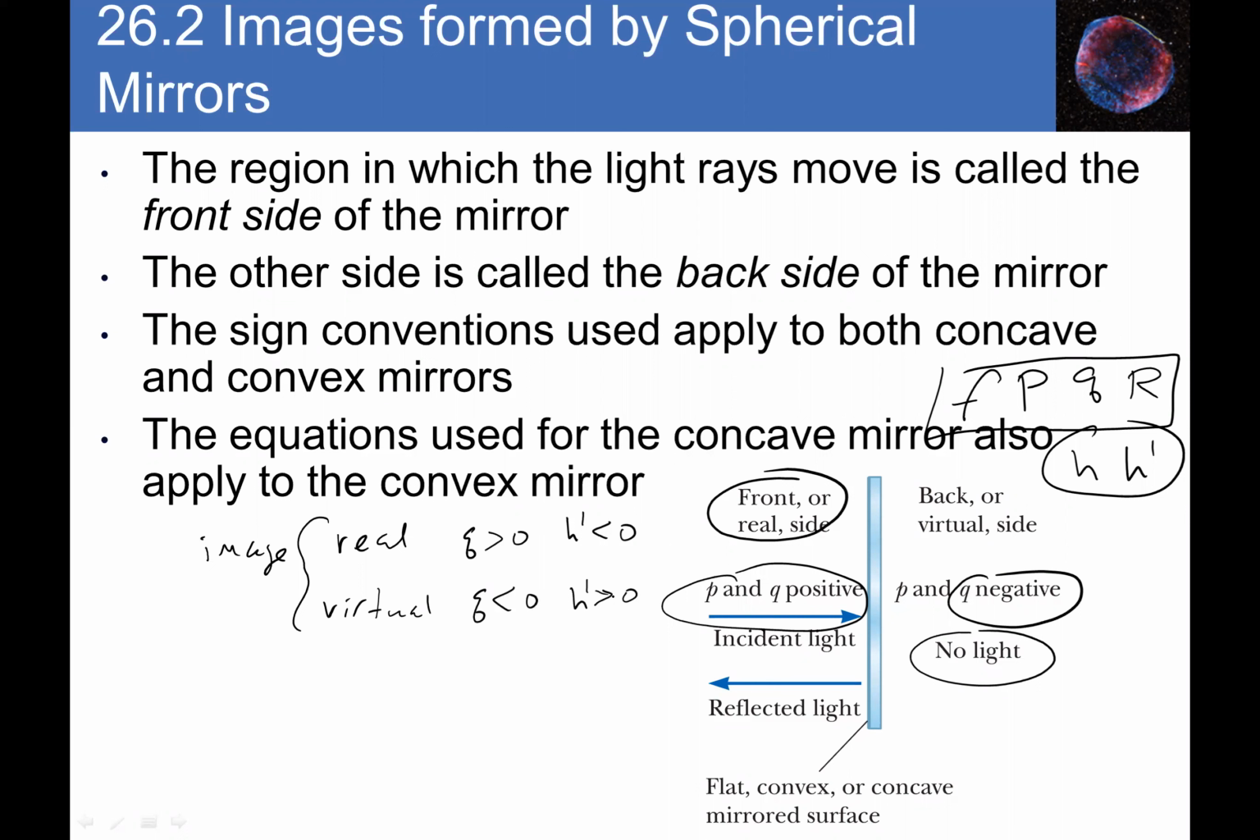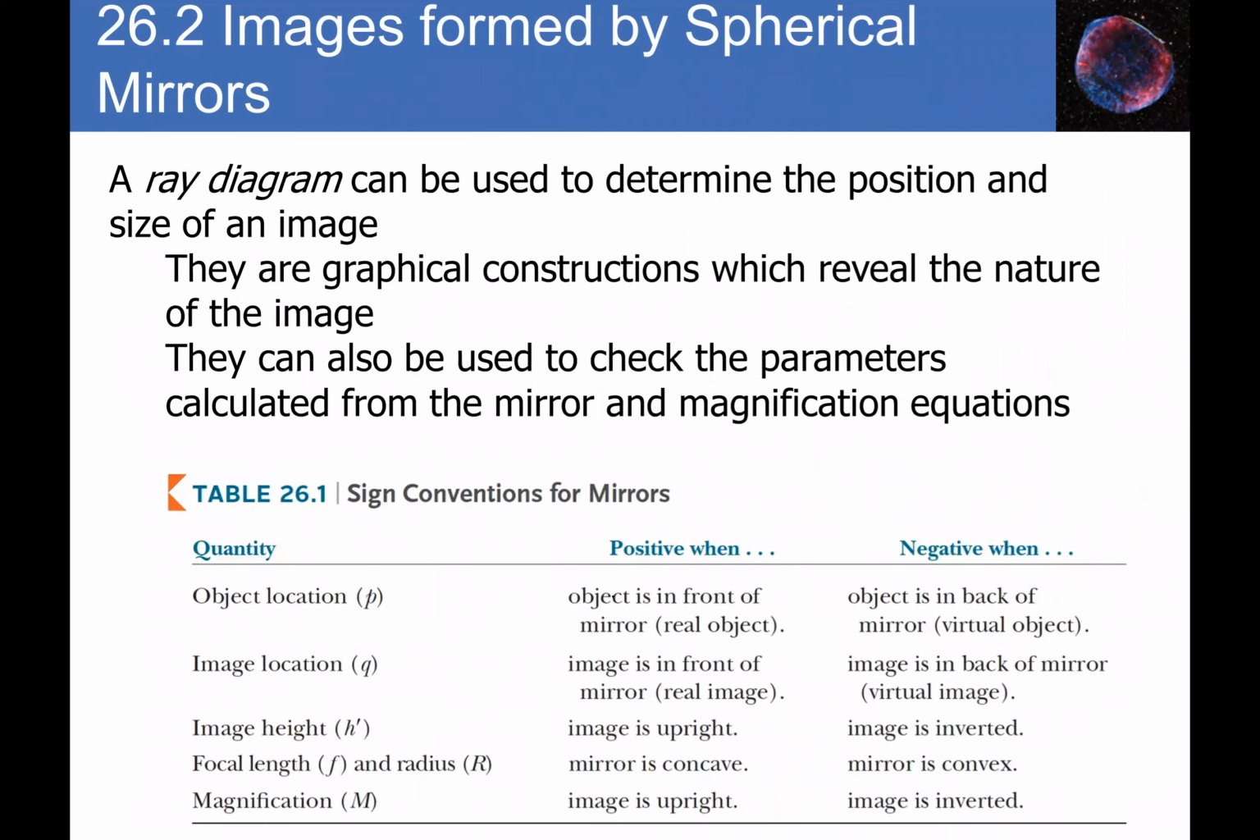Also, the same thing we can do for the focal length, focal point and radius and things like that. Because remember, the focal point and radius, or point C, are also in front of the mirror or back of the mirror. So you have to look at all those as well. For example, this is the complete one: you have P, then Q, then H prime, and then the focal length and the radius, and then magnification. This table will tell you where they are positive and where they are negative, so you should be able to follow those.